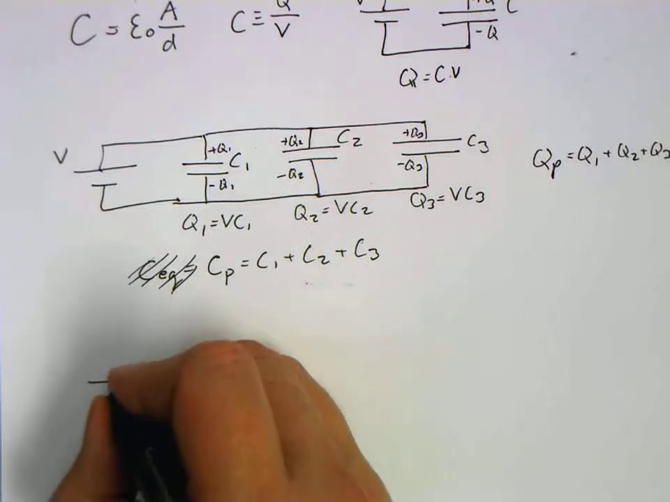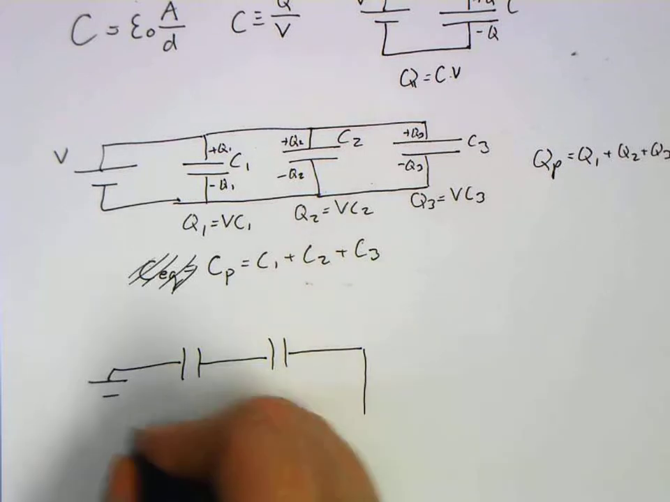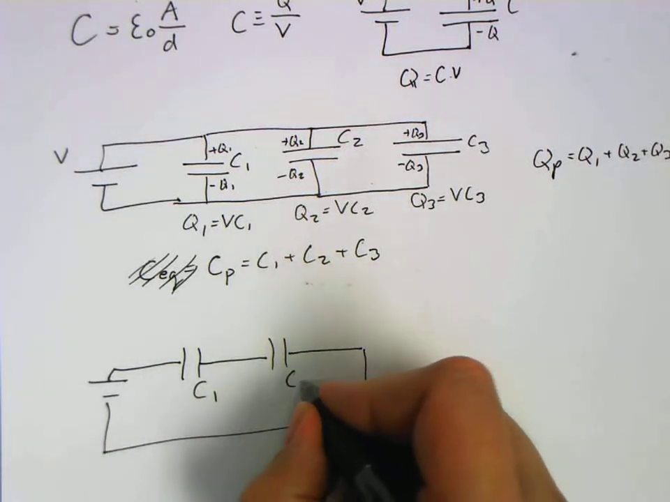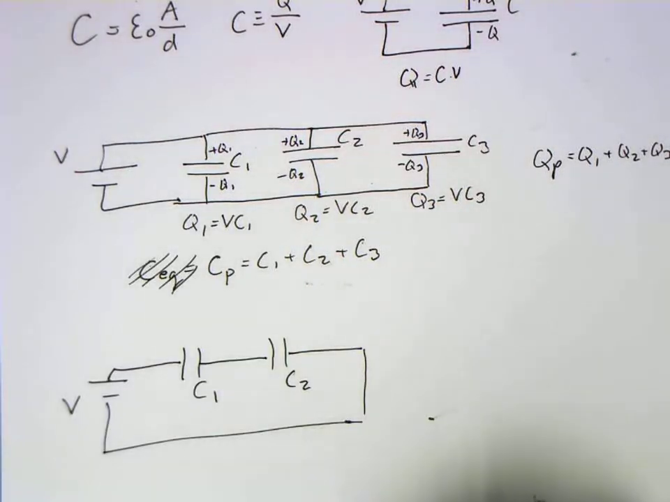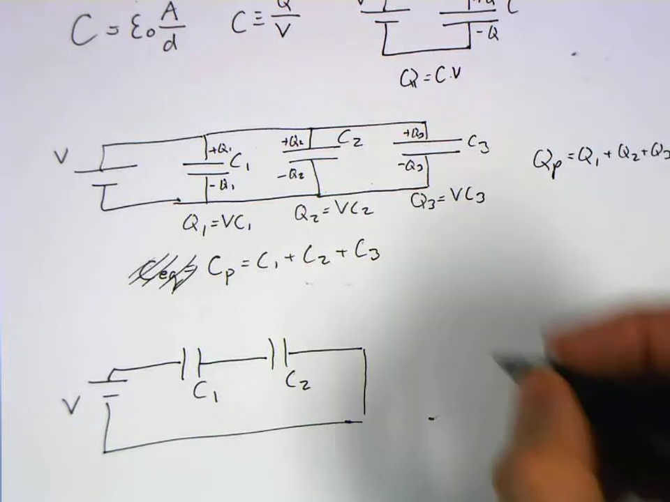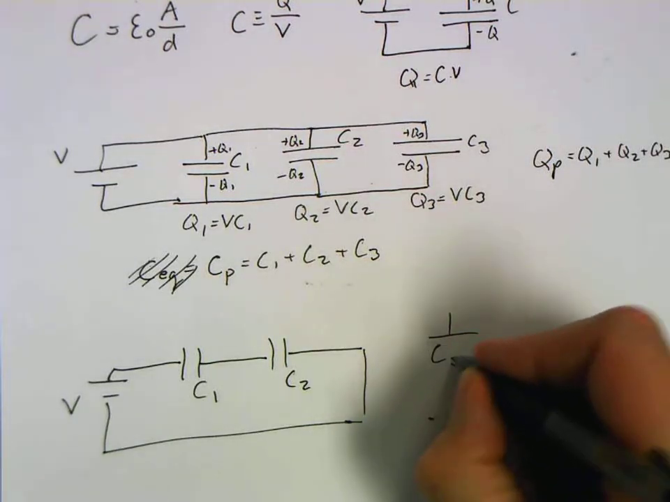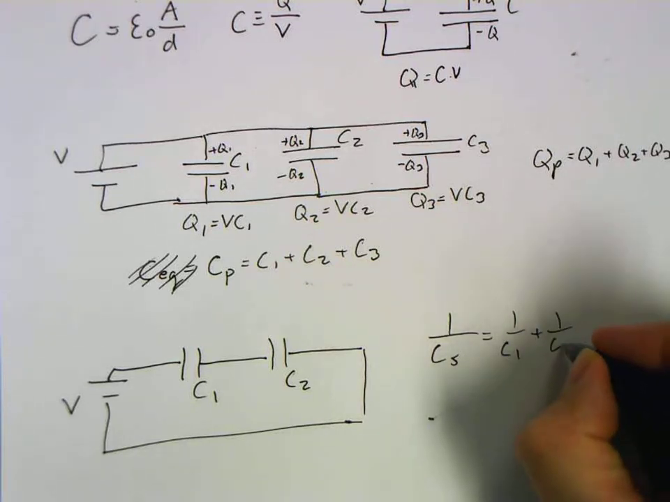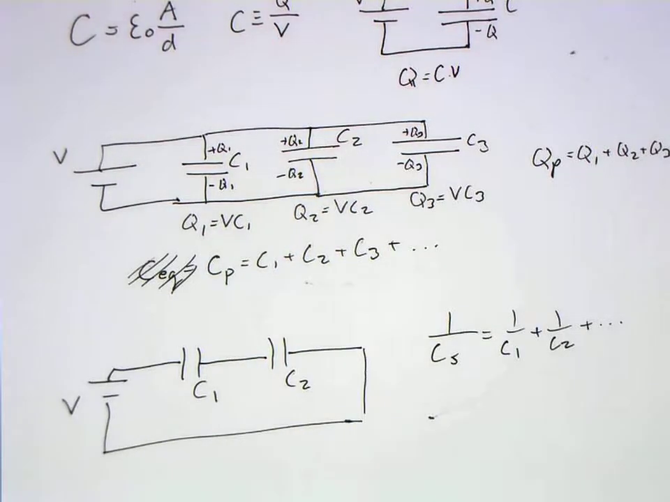our series connection, I'm just going to do 2 of them, save a little time. Okay, capacitor 1, capacitor 2. I have my voltage V here. My capacitance: 1 over C sub S is equal to 1 over C1 plus 1 over C2 plus blah blah blah, in case there are additional ones.